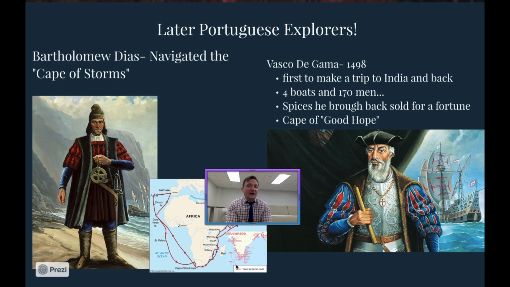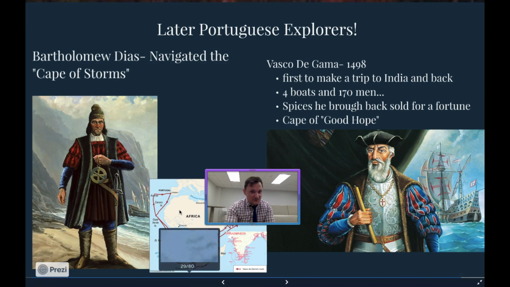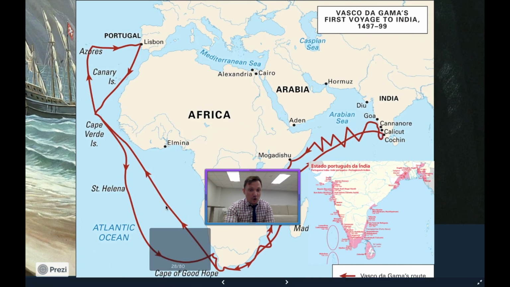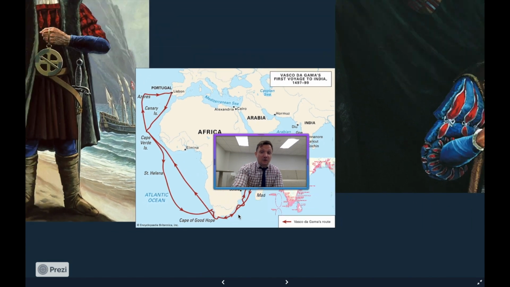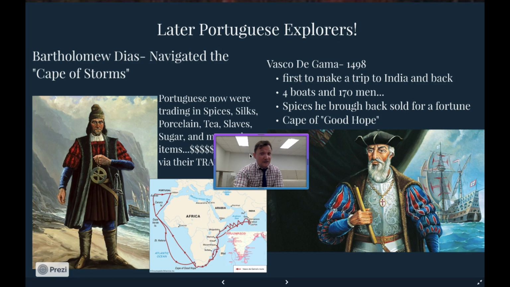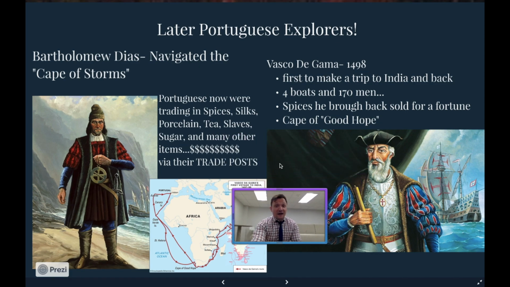Now, when he got past the southern tip of Africa, they renamed it. Instead of the Cape of Storms, they now renamed it the Cape of Good Hope, right? And you can see it on this map right here, the Cape of Good Hope. Because if you can get past the Cape of Good Hope, you can get to India. And the Portuguese are now going to be trading spices, silks, porcelain, tea, slaves, sugar, and a lot of other items that are going to make them ridiculously wealthy, right?